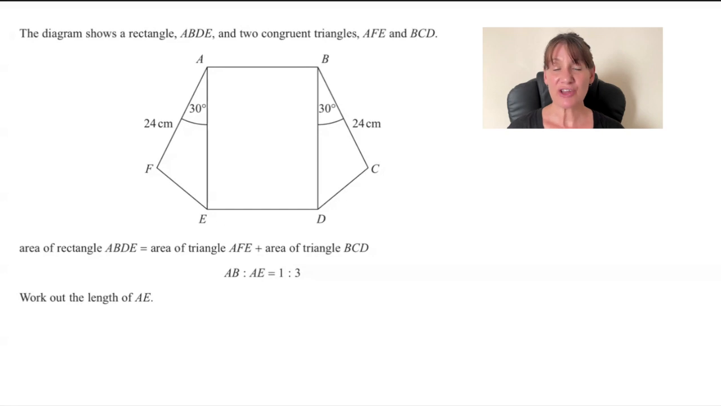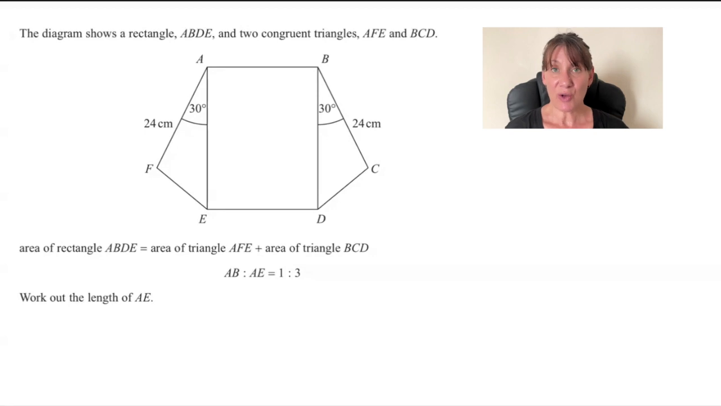Okay, so I'm being told that the two triangles are congruent. That means that they are identical. So if I can find the area of one, I've only got to double it, and then I've got the area of my rectangle because the two triangles is going to equal the rectangle. The triangle is where I'm going to start with the problem of finding AE because I've got more information there.